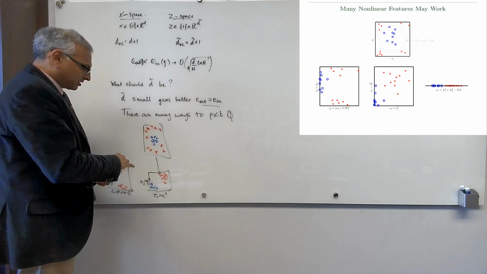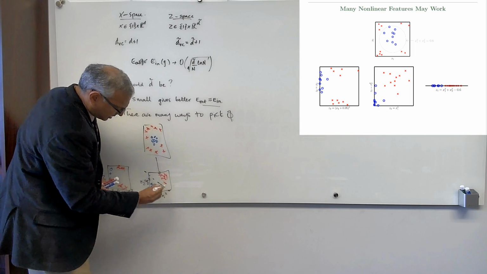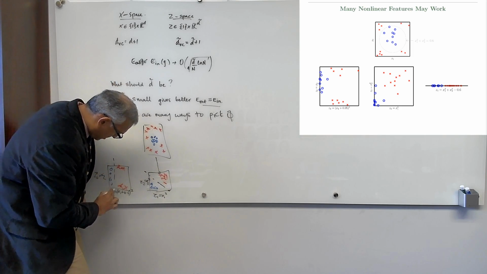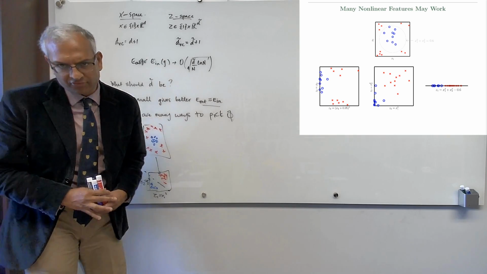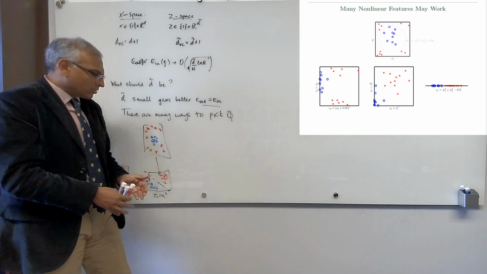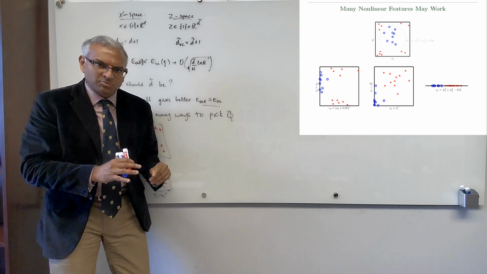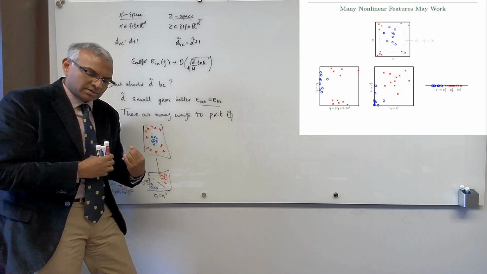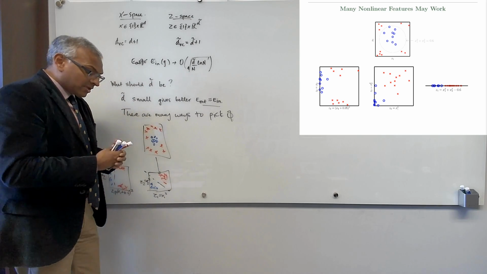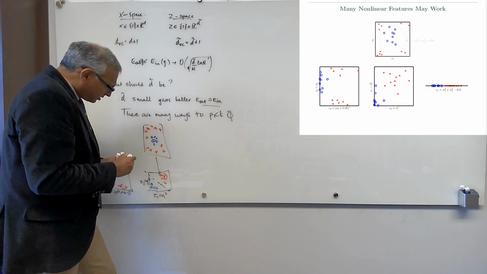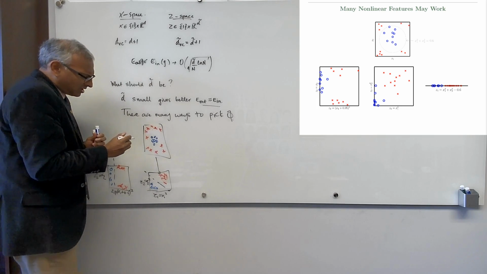Okay? And so in both cases, here you can separate with this line, here you can separate with this line. And as you can see, there are many different feature transforms that one could choose, which accomplish the goal of getting E_in small, and we want to choose the one with the smallest dVC tilde.